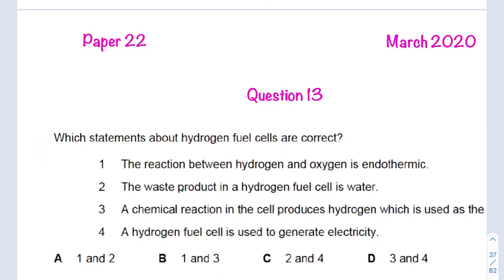Coming to the next question, question number 43 from March 2020, paper 22, question number 13. Which statements about hydrogen fuel cells are correct? The reaction between hydrogen and oxygen is endothermic? No. It is an exothermic reaction, and it is used in the production of electricity. That is the main meaning of using hydrogen as a fuel cell. We want to release energy rather than absorb energy. So it is an exothermic reaction to generate electricity.